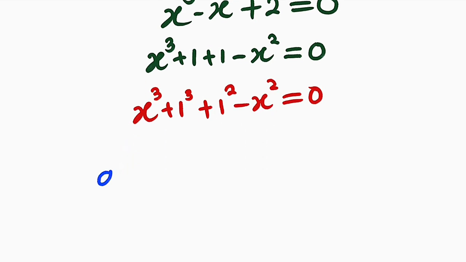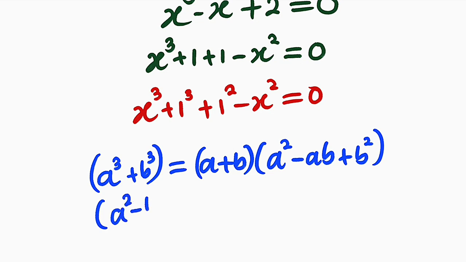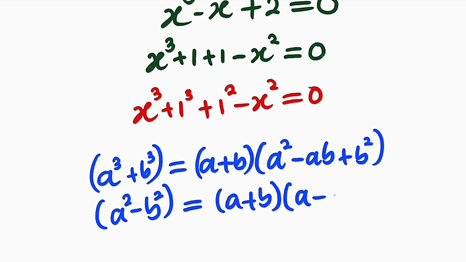And you should remember that if you have a to the power of 3 plus b to the power of 3, this can be written as a plus b, then multiplied by a squared minus ab plus b squared, right? That is for the sum of two cubes. And for the difference of two squares, if you have a squared minus b squared, this is the same thing as a plus b, then multiplied by a minus b. So we are going to apply the same thing to expand this and this.